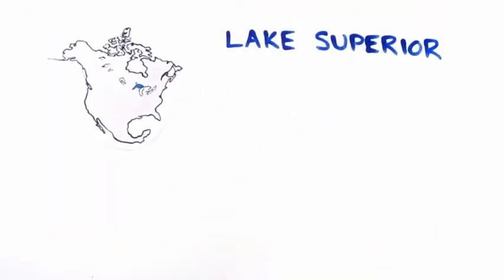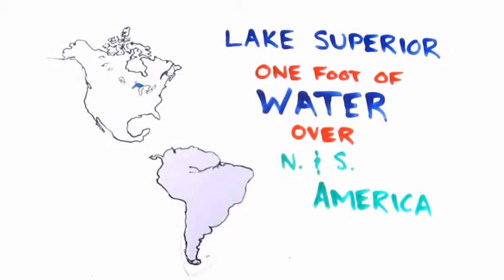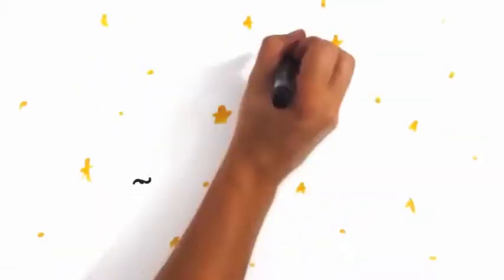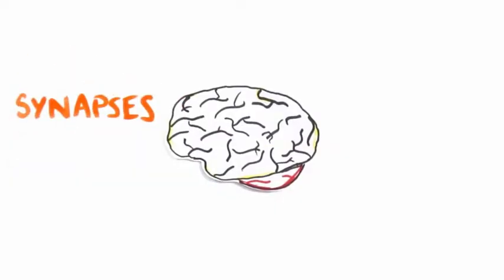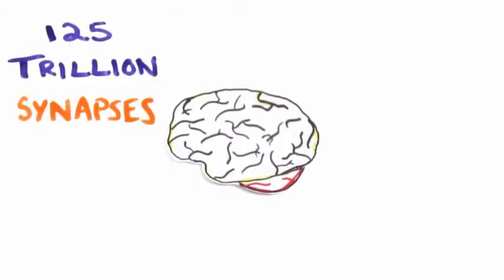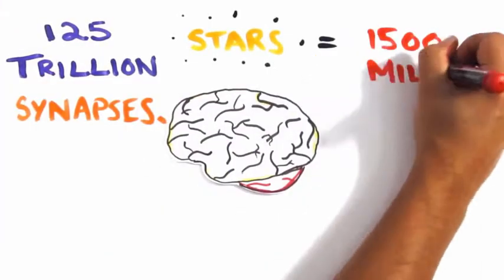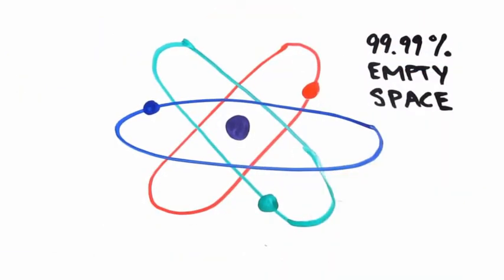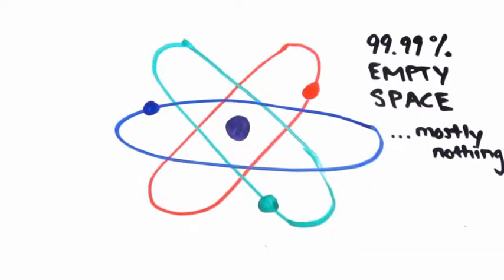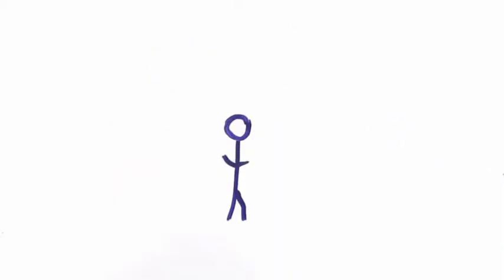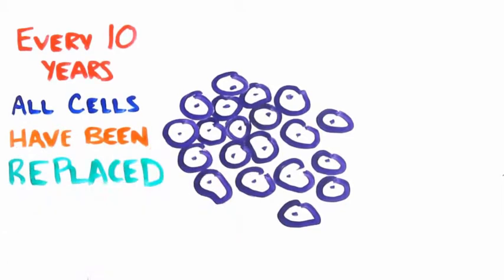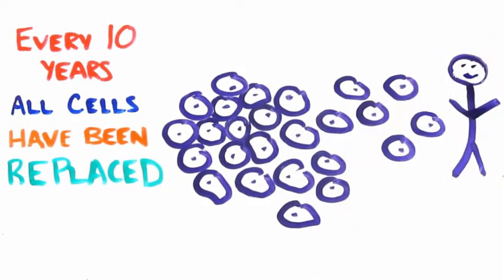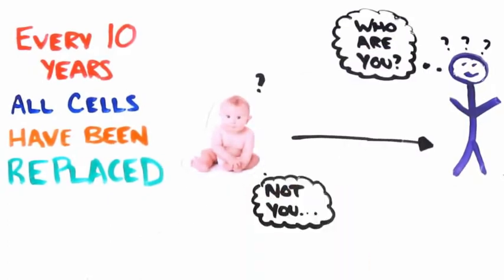And did you know that there's enough water in Lake Superior to cover all of North and South America with 1 foot of water? Or that there are more stars in the visible universe than all the grains of sand on all the beaches of Earth? And yet the number of synapses in your brain's cerebral cortex alone, about 125 trillion, is the amount of stars that would fill 1,500 Milky Way galaxies. But an atom is around 99.99% empty space, making everything in the universe mostly nothing, including your body, which, by the way, is constantly replacing its cells. So much so that every 10 years, your entire body has replaced itself. Every atom in your body is different now, meaning you have no more in common with your previous self than any other human being that's lived or will ever live.